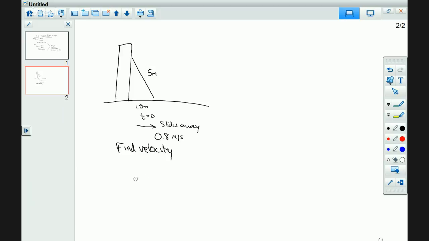Now velocities, we've got signs to deal with here. Top of the ladder at t equals 1. So, ladder slides out, top comes down, right? How fast is it going down? So, here's how we tackle these problems.